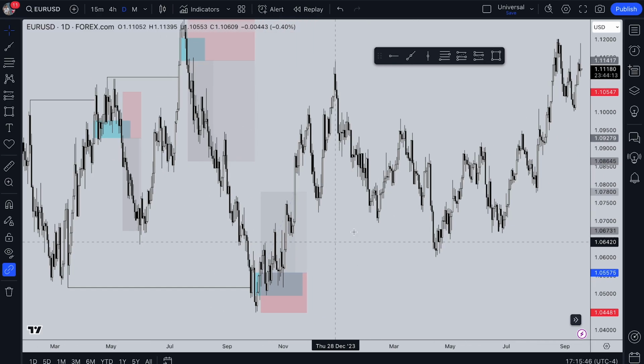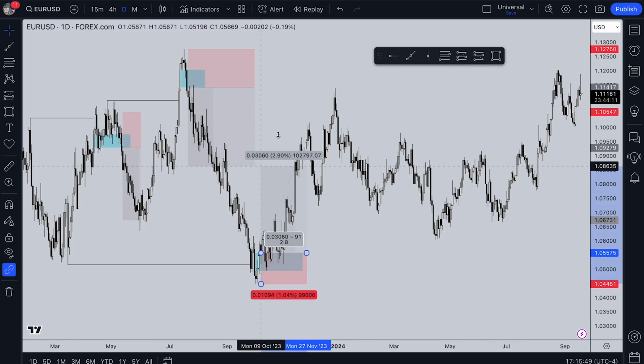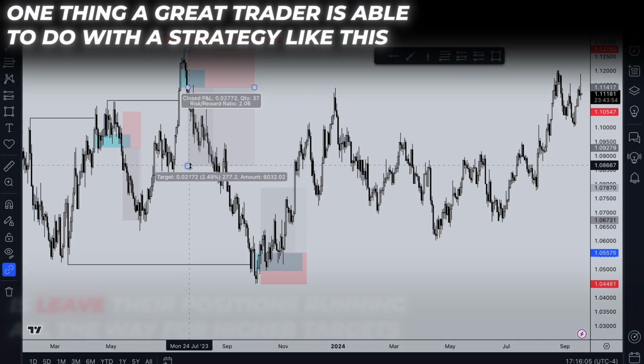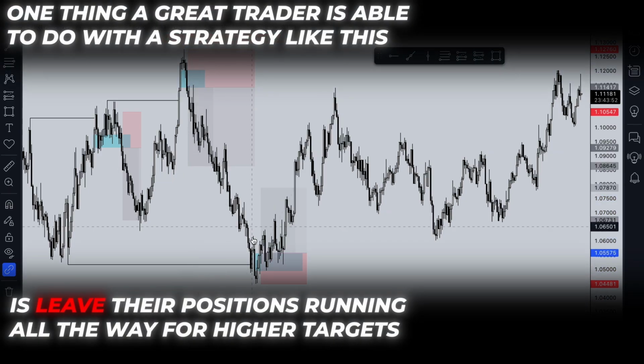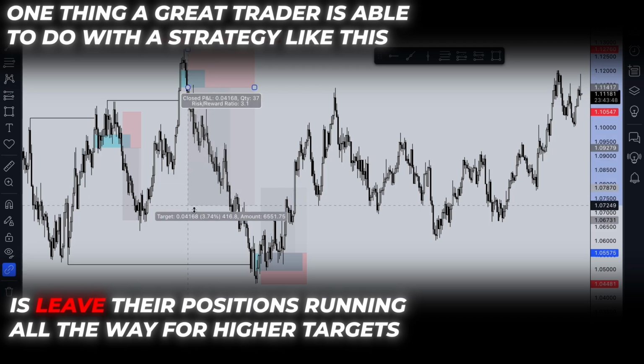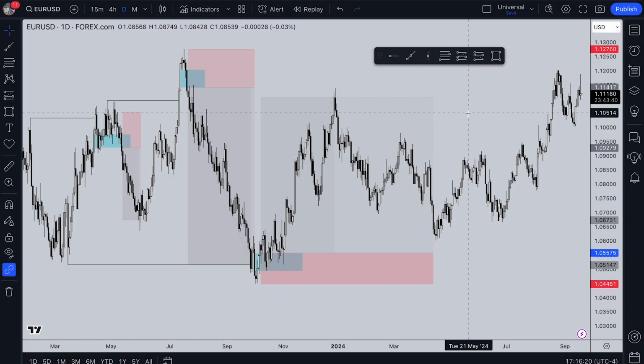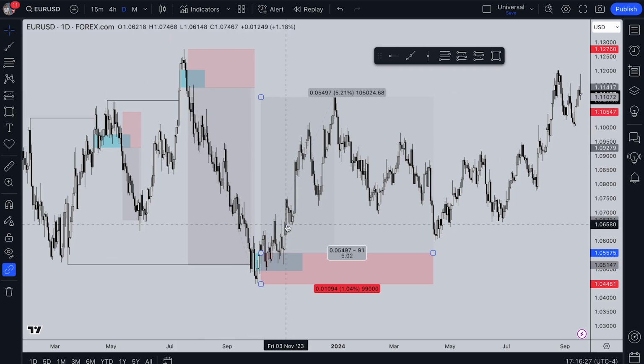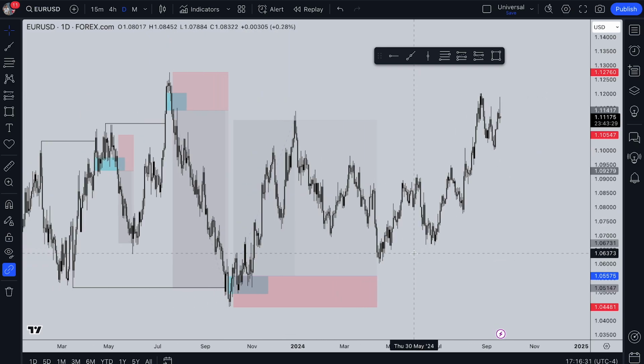Obviously, one thing that I'd like to mention is you can leave trades running for as long as you want, and one thing a great trader is able to do with a strategy like this is leave their positions running all the way for higher targets. As you can see, what was a 1 to 2 on here is now a 1 to 4.5, and what was a 1 to 2 on here is also now 1 to 5. Those are the beneficial moves that you can use.